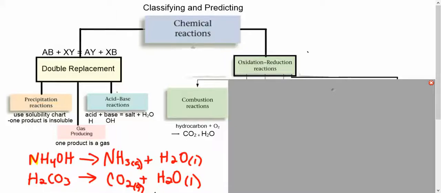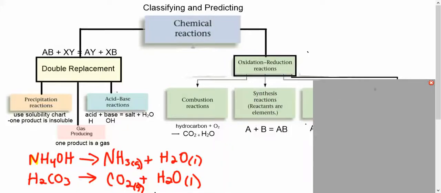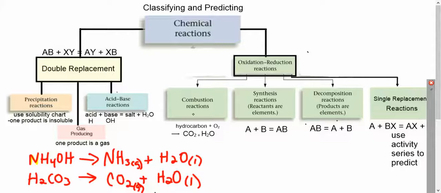If it's not double replacement, then it's an oxidation reduction reaction. Oxidation reduction reactions can be either combustion reactions, synthesis reactions, decomposition reactions, or single replacement reactions. In combustion reactions, it's always a hydrocarbon adding to oxygen, and the products are always the same: carbon dioxide and water. If it's a synthesis reaction, it's of this type. Decomposition looks like this. Single replacement is the one where you have to use the activity series to determine whether or not it takes place. These four are oxidation reduction.